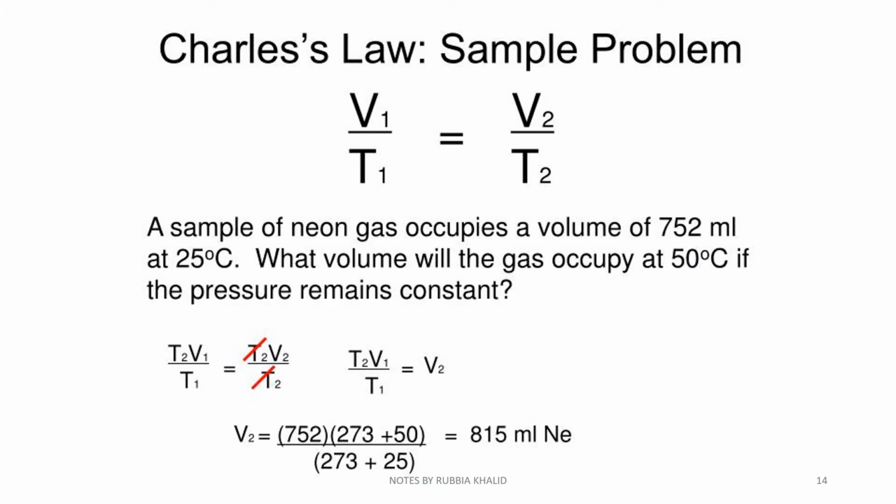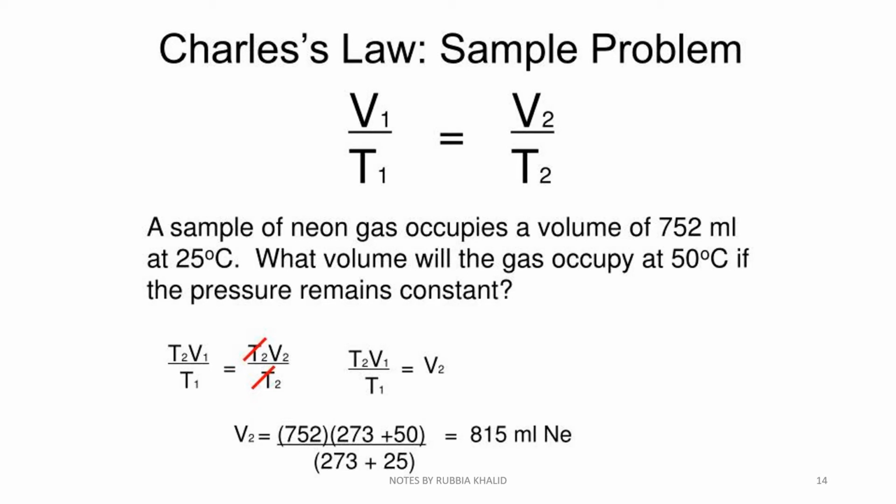Let's look at the sample problem. A sample of neon gas occupies a volume of 752 ml at 25 degrees Celsius. What volume will the gas occupy at 50 degrees Celsius if the pressure remained constant? So they gave you the volume 1, which is 752. They gave you the temperature 1, which is 25 degrees Celsius. They gave you the temperature 2 also, which is 50 degrees Celsius. What we are looking for is volume, so we're looking for V2.